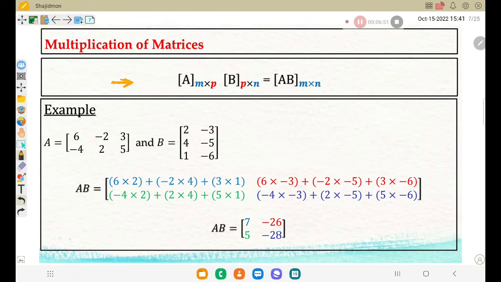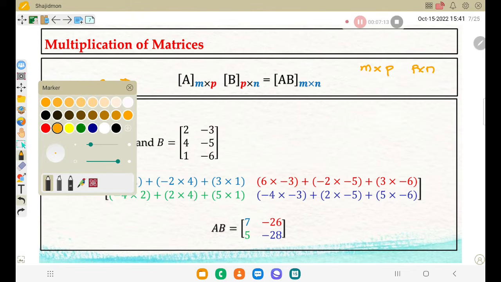So when can we multiply two matrices? This is what is important. For example, the first matrix A, order is M by P. First matrix order is M by P, like 1 by 2, 2 by 2, like that. And the second matrix B, order is P by N. Second matrix order is P by N.